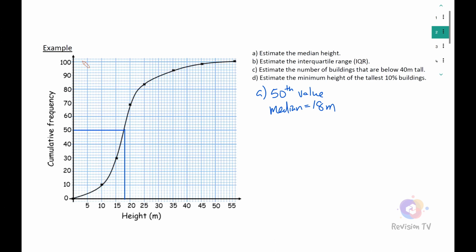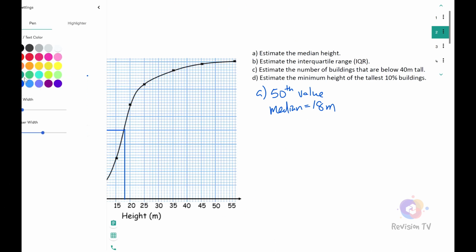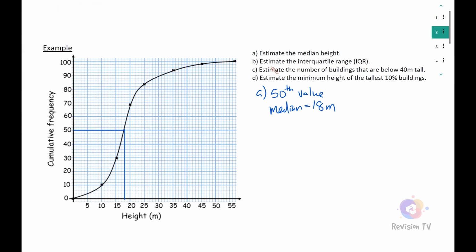Right? Question B. To avoid the confusion, I'm going to use a different color for question B. I'm going to use green. Estimate the interquartile range. So interquartile range is the upper quartile take away the lower quartile. The upper quartile is the 3/4 term, so 100 times 3/4, that's 75. So 75th term. And lower quartile is 100 times a quarter, which is the 25th term. So essentially, when you draw two lines, one from the 75th and one from the 25th. So 75 on the cumulative frequency is here.